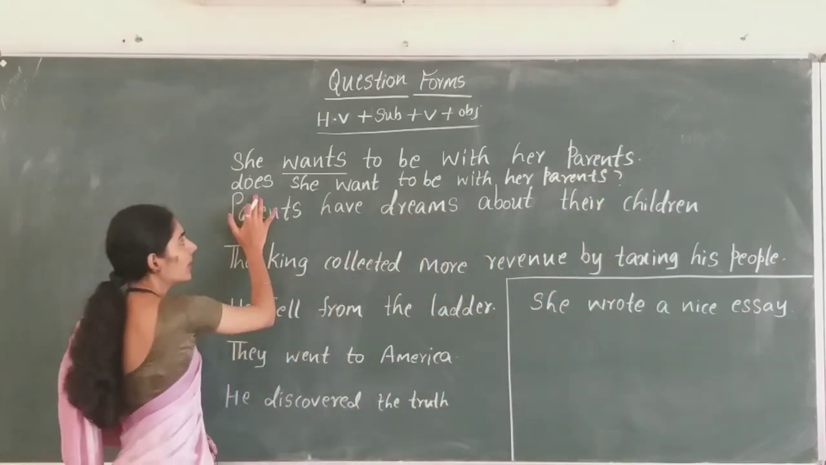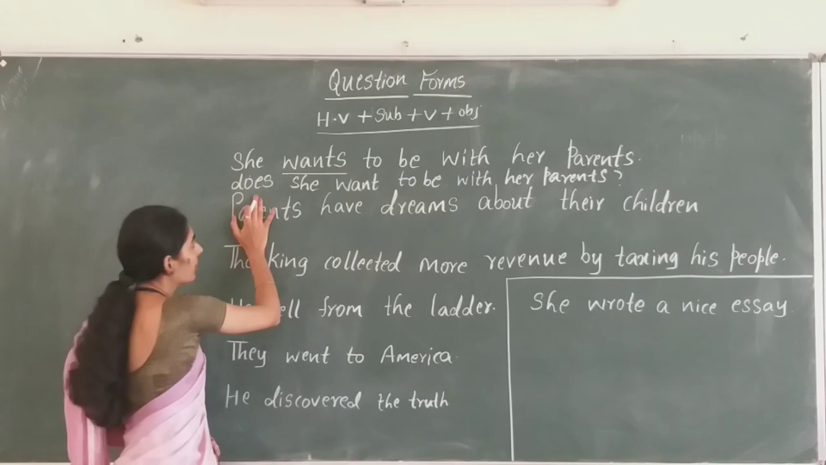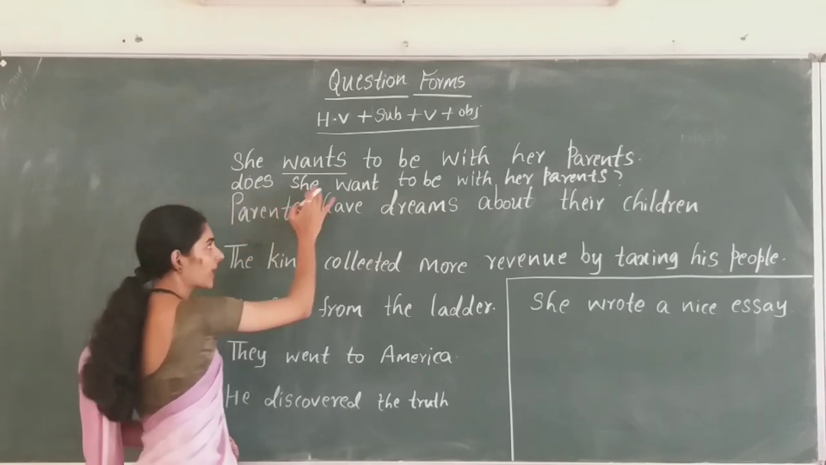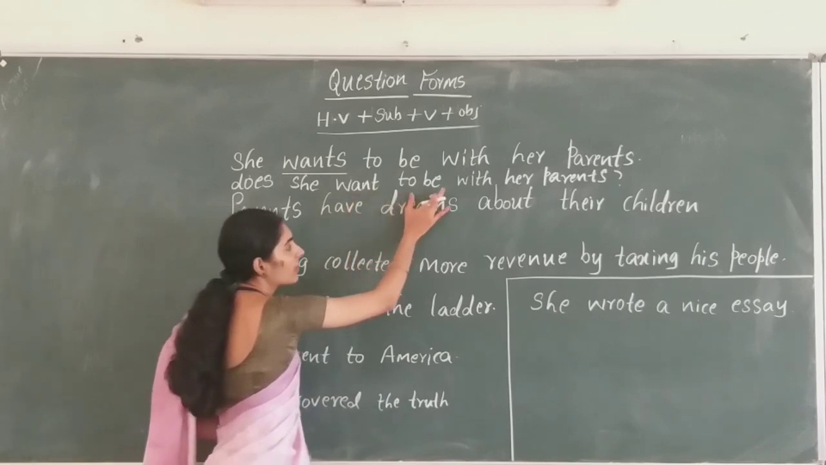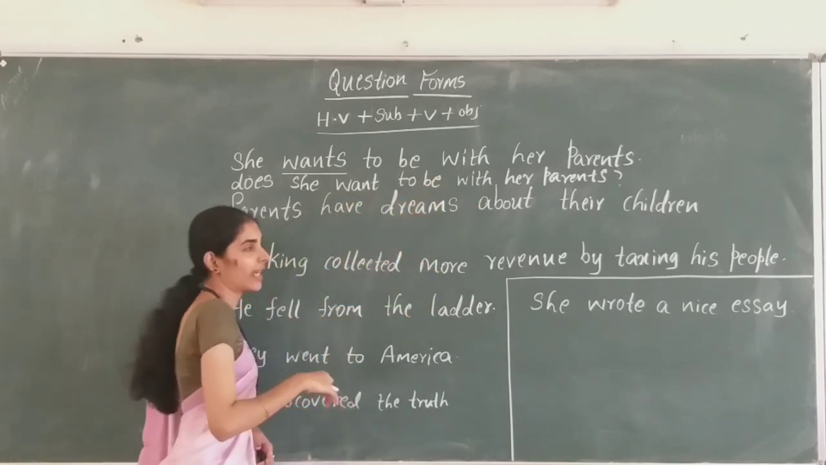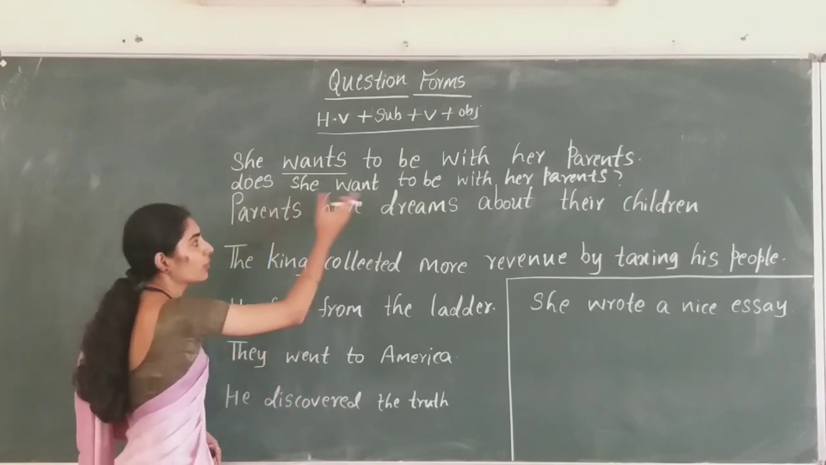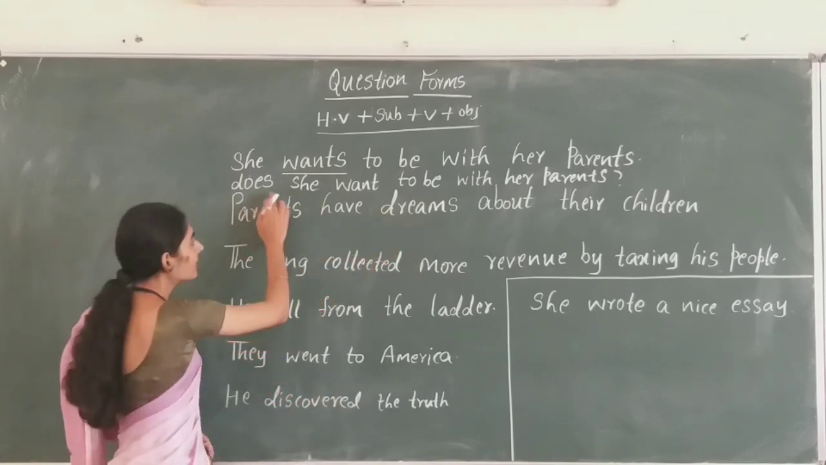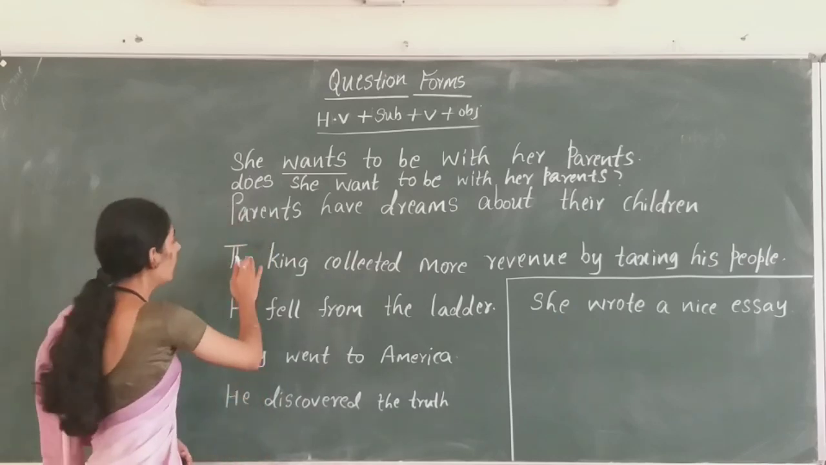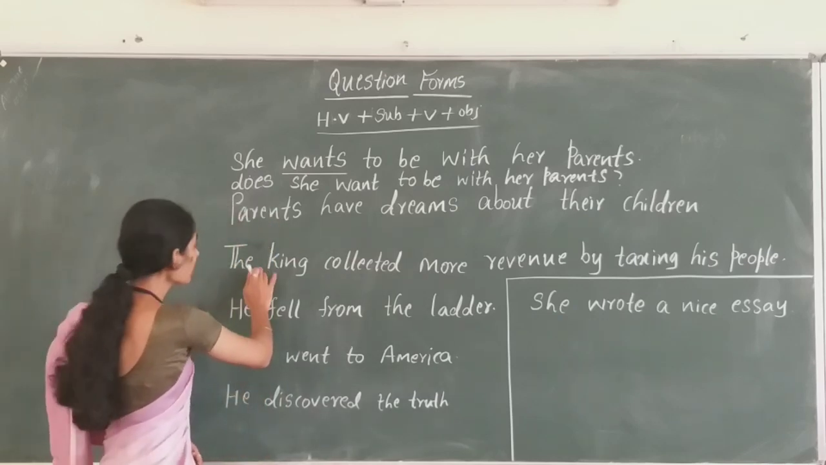You have to put the auxiliary verb in the position of the subject, and then write the subject, and then the main verb, and then just write the rest of the words which are there in the sentence. This is your do form question. Does she want to be with her parents? Now look at the next question here.